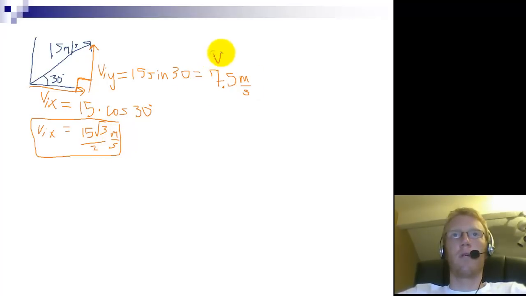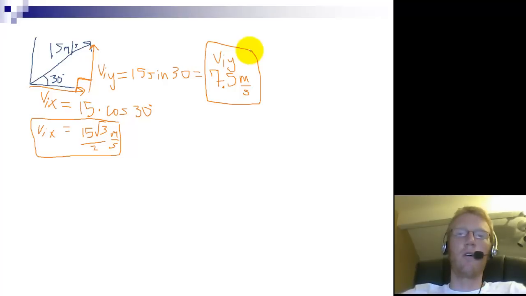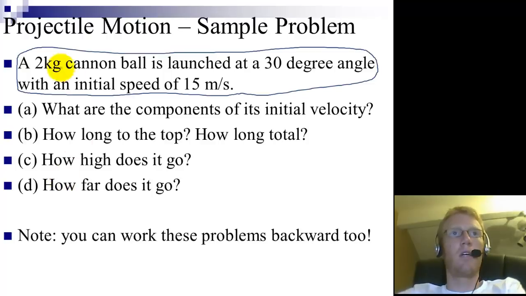So the y component is affecting how high it's going to go. This is also affecting how long it's going to stay in the air. The faster you launch something upward, the higher it will go, and the longer it will stay in the air. So we finished part A. We've found the components of its initial velocity.